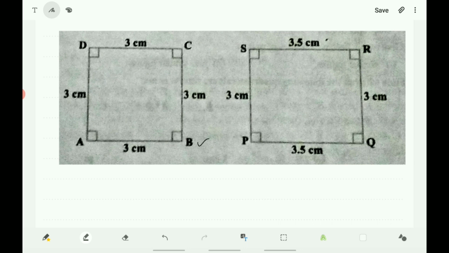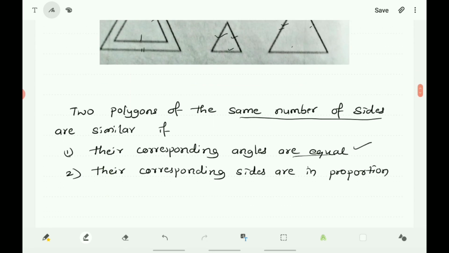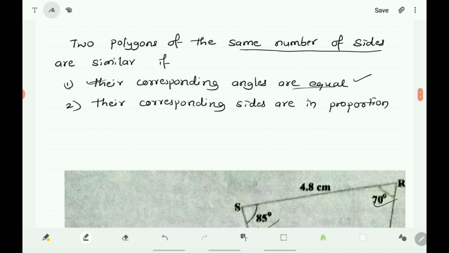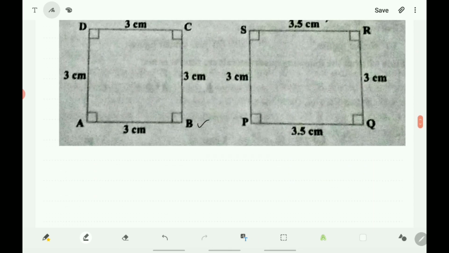Check about the corresponding angles. Here the first condition is about the corresponding angles. You know that in a square and a rectangle all the angles are right angles. So here the corresponding angles are equal. Angle A and angle P, both of them are equal to 90. Angle B and angle Q are also equal to 90. Angle C and angle R are also equal to 90.